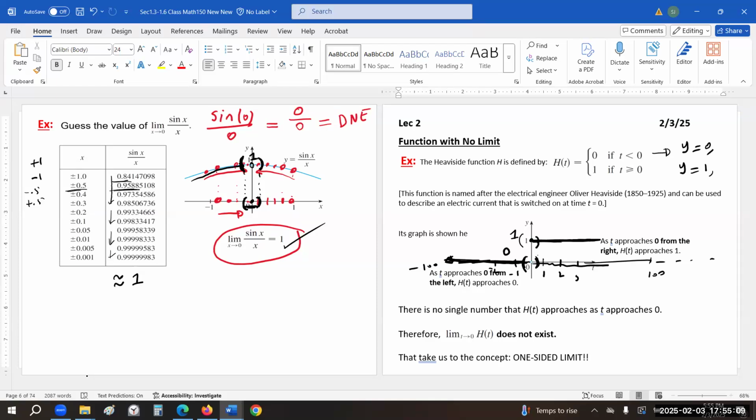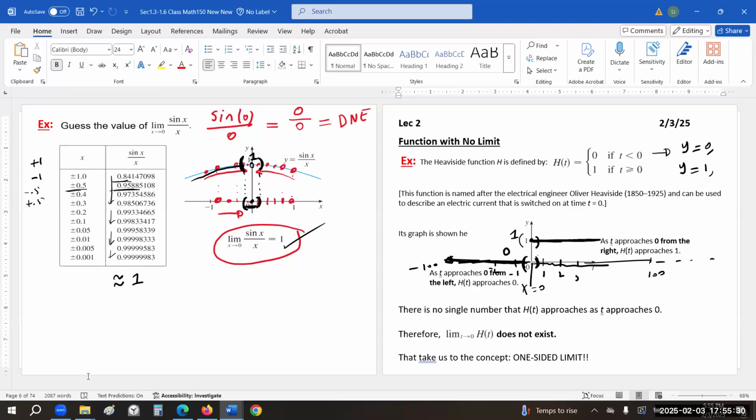So at x equals 0, we have two different y values. They are not the same y values. Since we don't have the same y values on the left side and also on the right side for the same x value, we don't have the limit here. The limit doesn't exist.